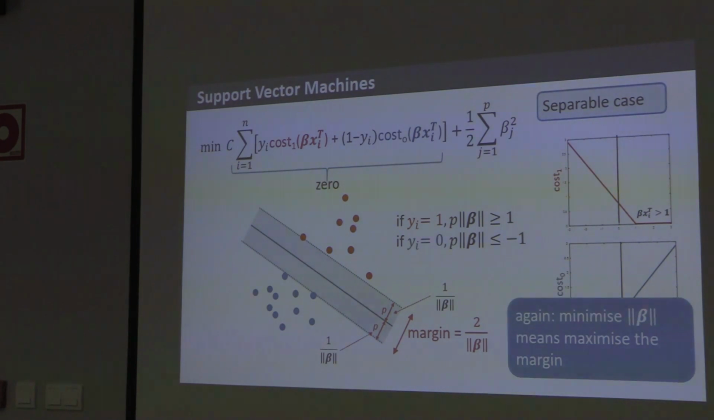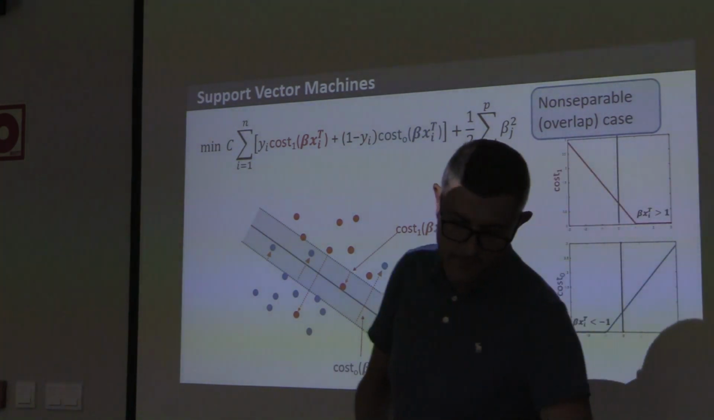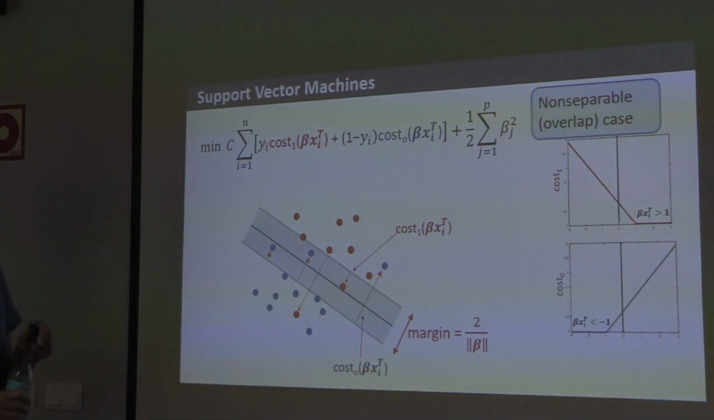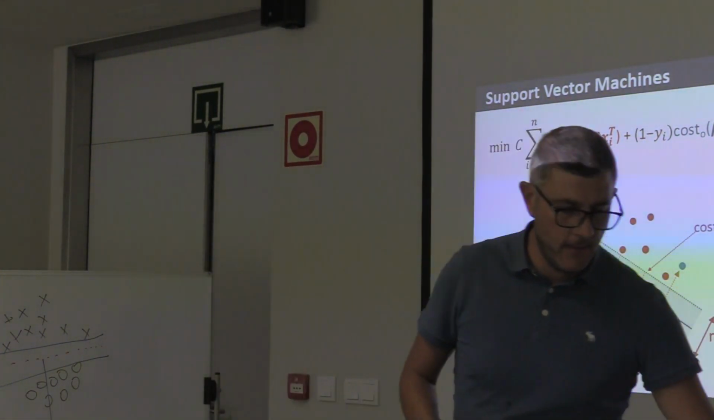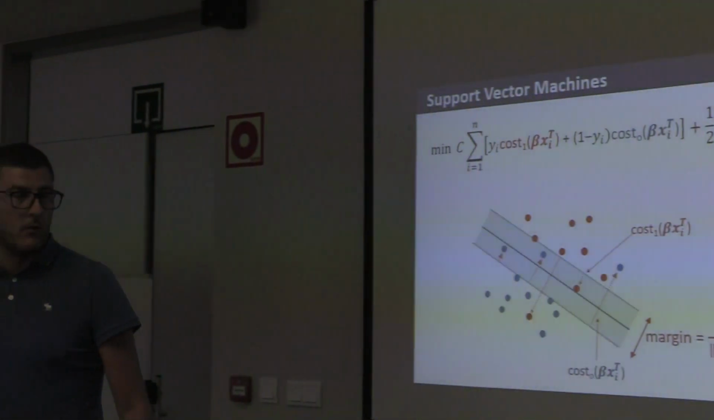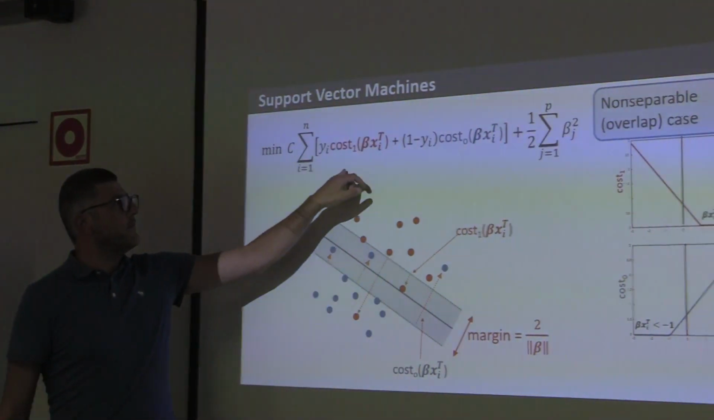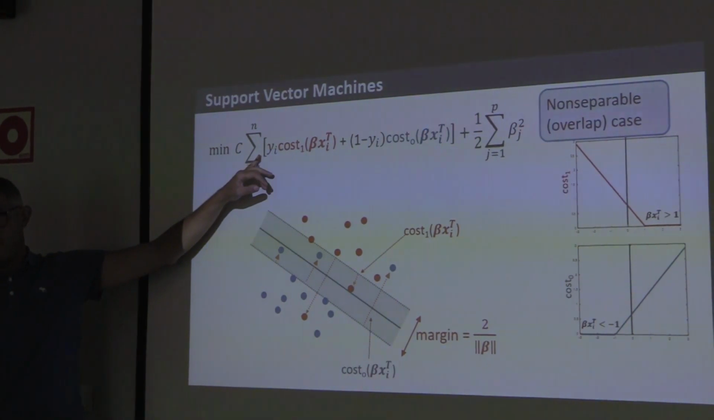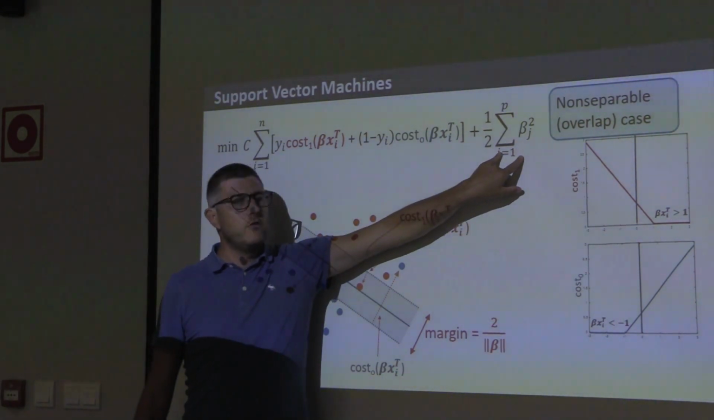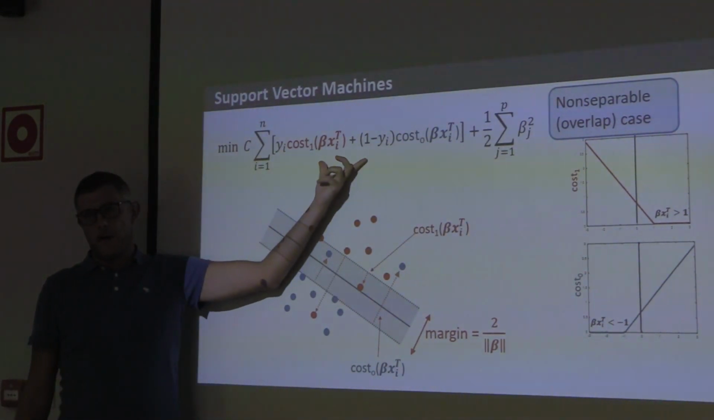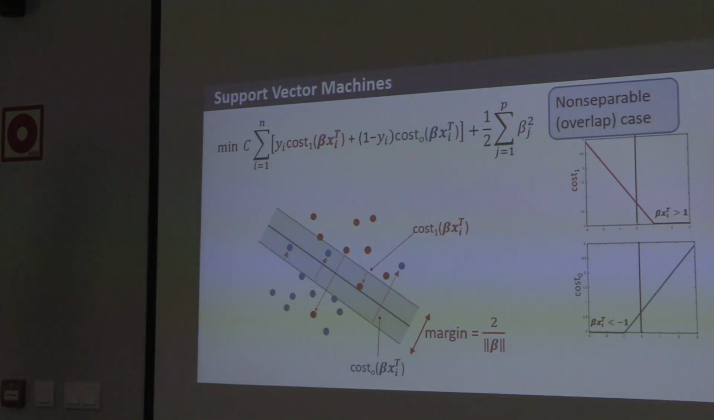Now, this is the real case: when you don't have perfectly separable classes, so you have an overlap. Of course you can use a support vector machine. This term will not be equal to 0, so in the optimization function you will have to minimize the coefficients, but also to minimize this part. And this is, for example, a real case.